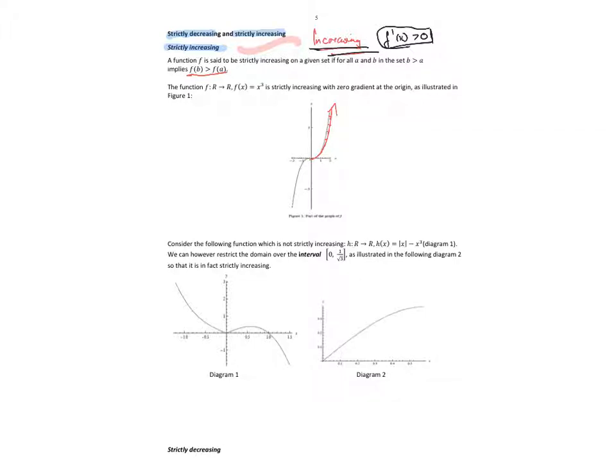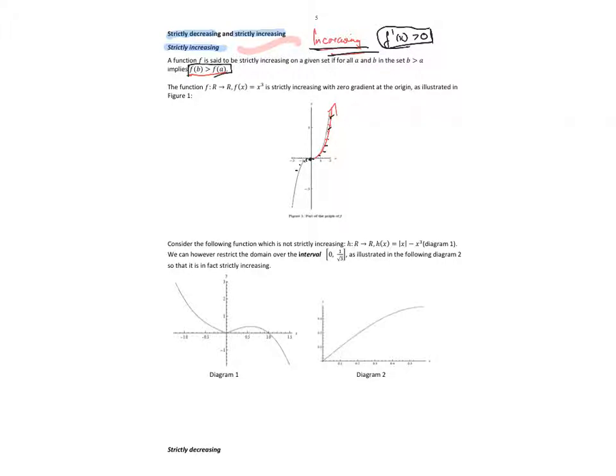Here, we're talking about strictly increasing, which means we're talking about the y values. If the y value gets bigger as you work from left to right, we have an increasing function. Okay, so the fact that we have a 0 gradient is irrelevant. The y values back here are negative, then they become positive, so it's an increasing function.